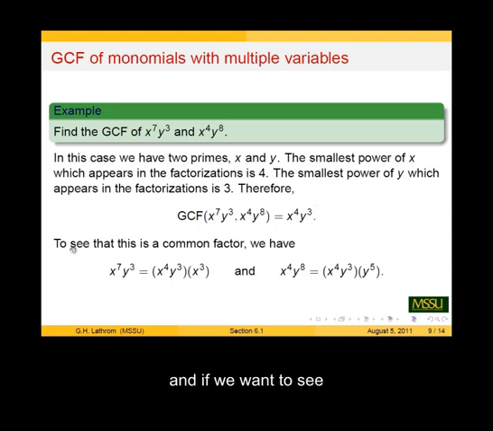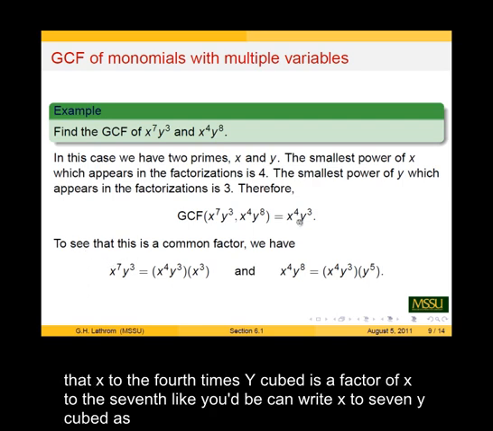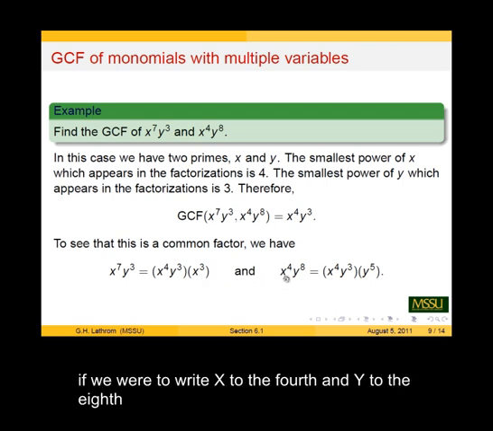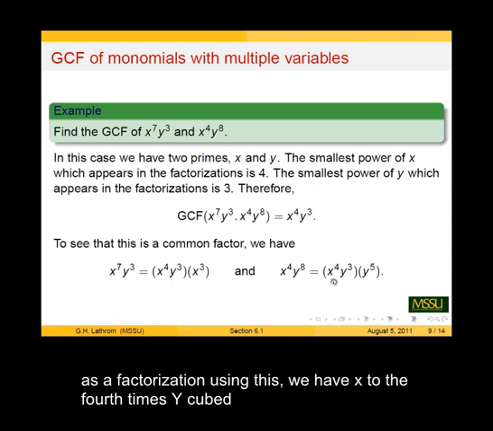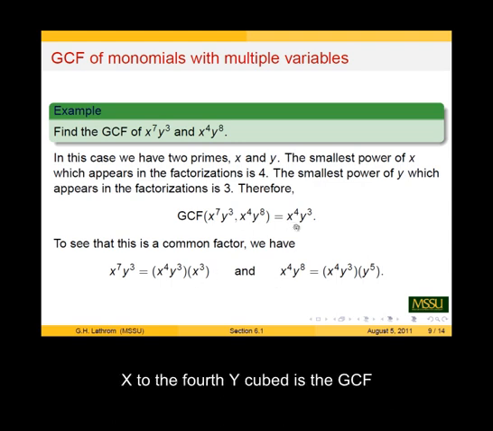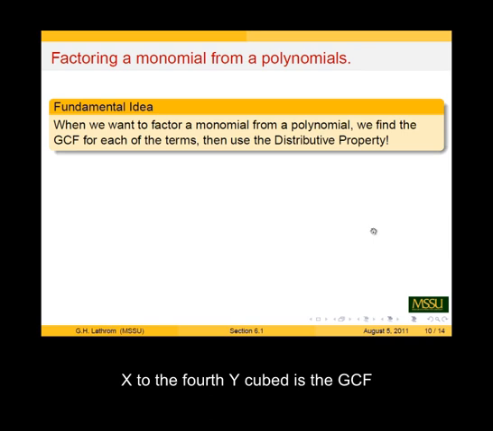Okay, and if we want to see that x to the fourth times y cubed is a factor of x to the seventh y cubed, we can write x to the seventh y cubed as x to the fourth times y cubed times x cubed. If we want to write x to the fourth times y to the eighth as a factorization using this, we've got x to the fourth times y cubed times a y to the fifth. If we add the exponents on the y's, we get y to the eighth. So sure enough, x to the fourth y cubed is the GCF.